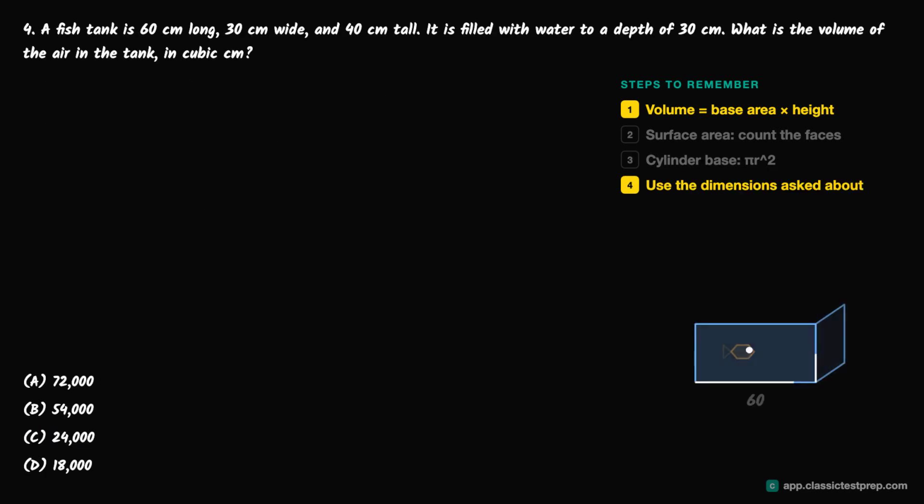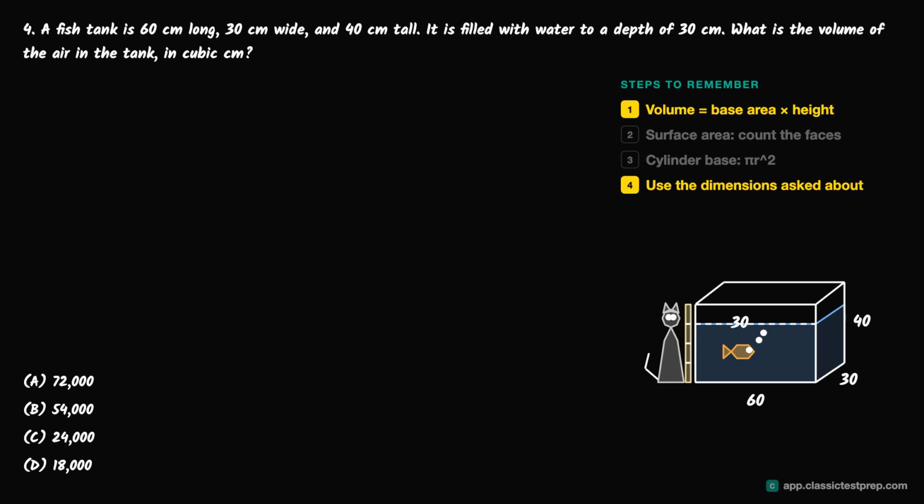Okay, let's wrap with something that's a little trickier. So we've got a fish tank here. The fish tank is 60 centimeters long, it's 30 centimeters wide, and it's 40 centimeters tall. It's filled with water to a depth of 30 centimeters. What is the volume of air in the tank? Okay, so we've got to be careful.